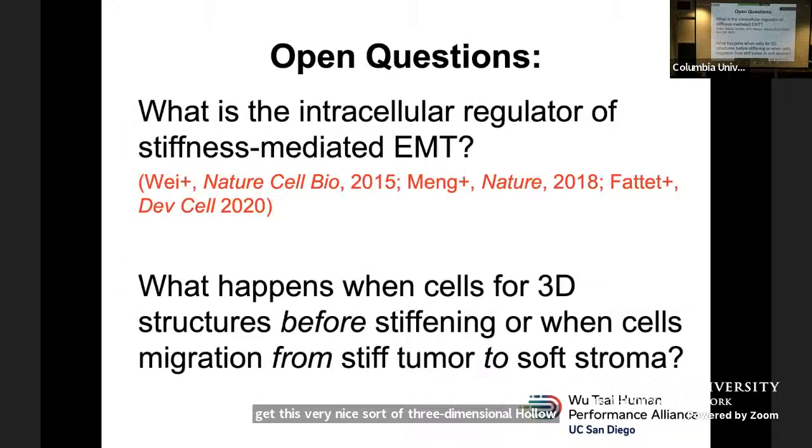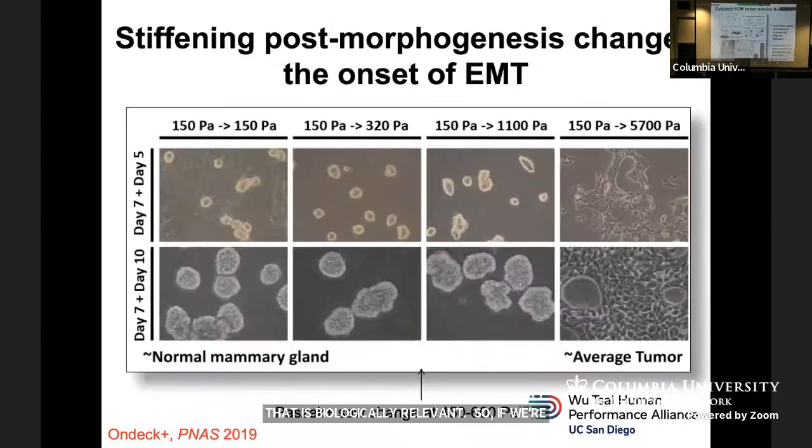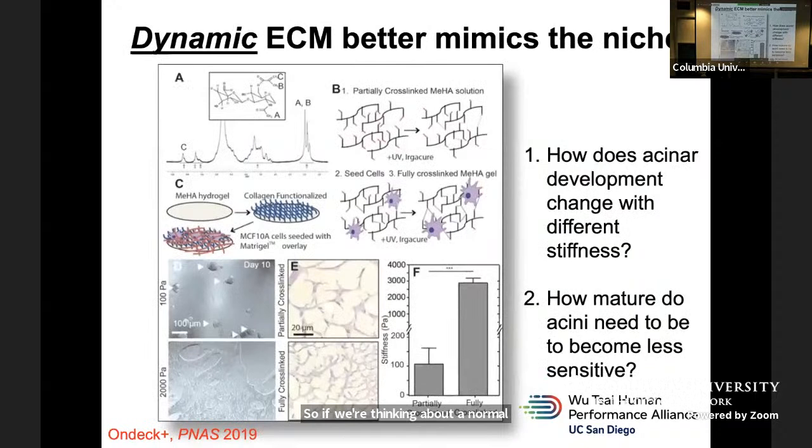However, we wanted to ask the second follow-up question with what happens when cells, I should say, form 3D structures before stiffening, or when cells migrate from a stiff tumor to a soft stroma, which is what would normally happen as the cells are disseminating from that tumor. So we're going to use a system, my apologies, that's a step more advanced from polyacrylamide, and that is this system here. It's a hyaluronic acid with a methacrylated backbone.